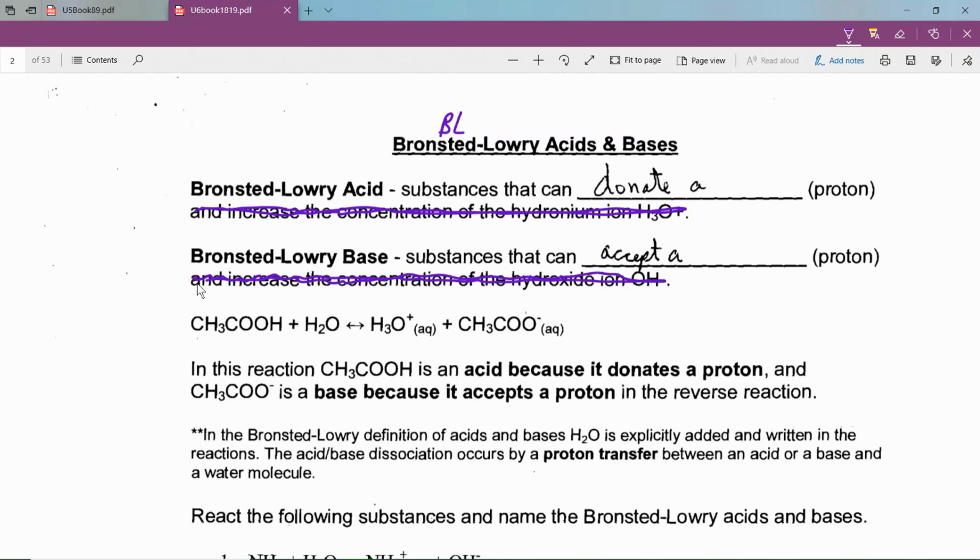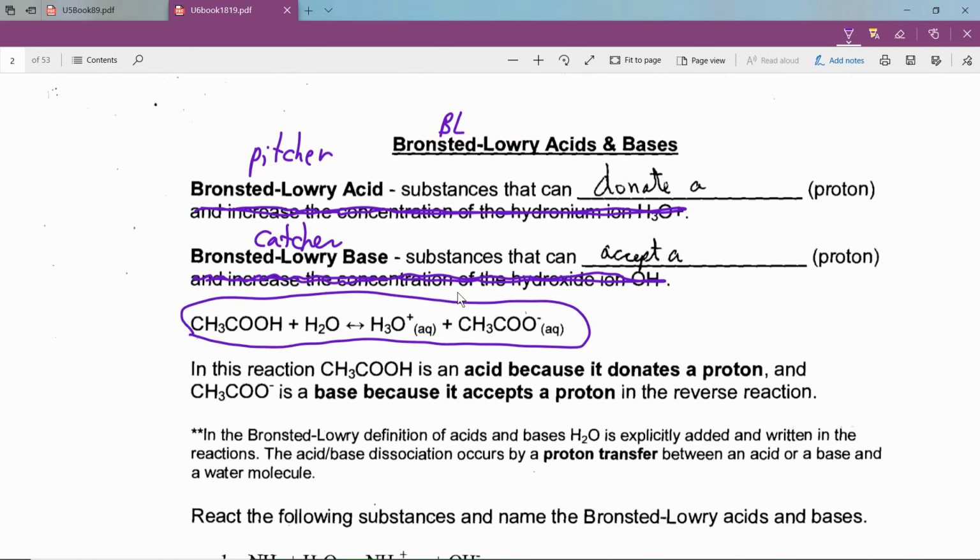So if you're talking about baseball, you can think of the hardball as the proton, the acid is the pitcher, and the base is the catcher. Okay? So here we have an example. This is acetic acid, CH3COOH. We've mentioned that before, I believe. And so it can lose a proton to H2O. So H2O acts as a Bronsted-Lowry base. It accepts the proton from the acetic acid. Okay, so H2O is a Bronsted-Lowry base, and the CH3COOH is a Bronsted-Lowry acid.